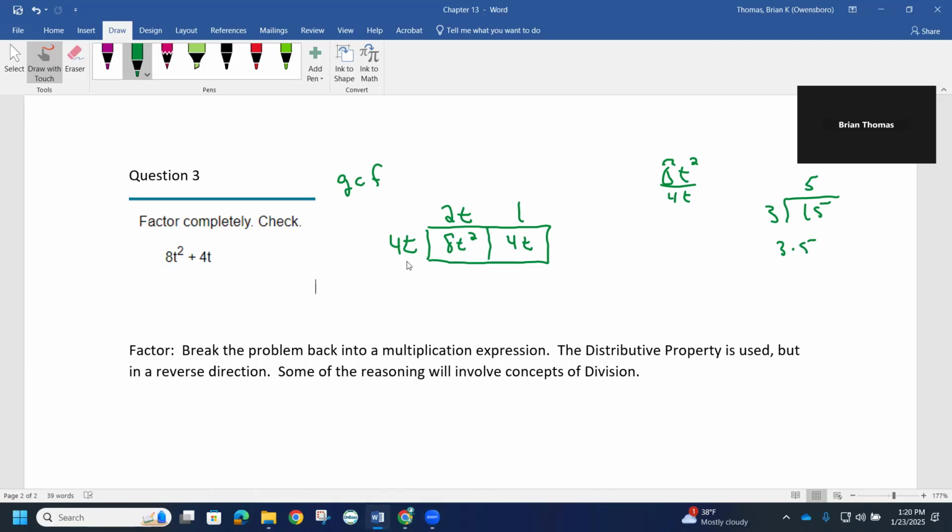So what happens is the 4t becomes one factor, and in parentheses, the top becomes the other two factors. So 2t and a 1, or 2t plus 1, becomes the other factor. So a box could be a really interesting way to organize it to do what's called the factoring.